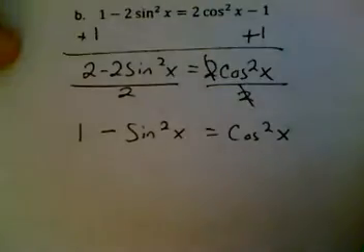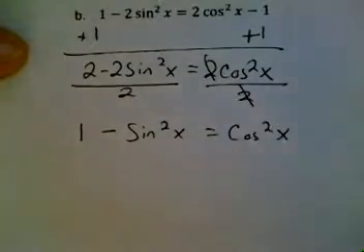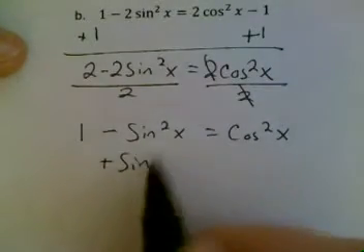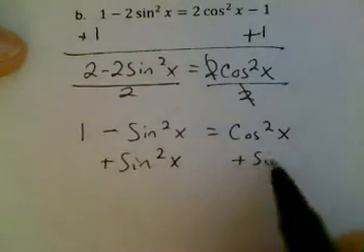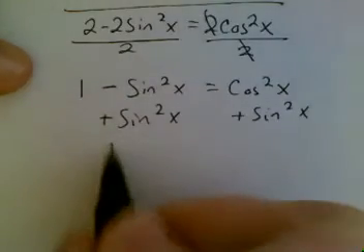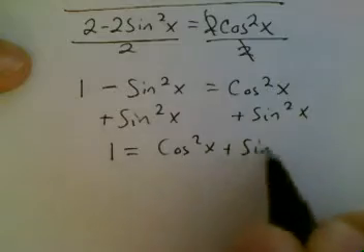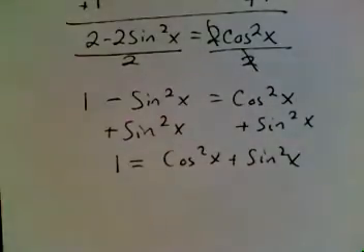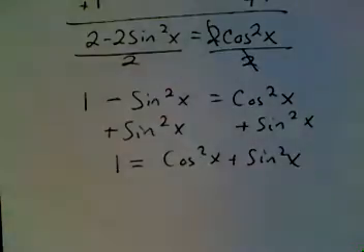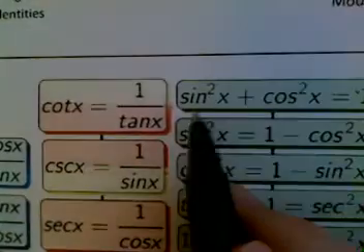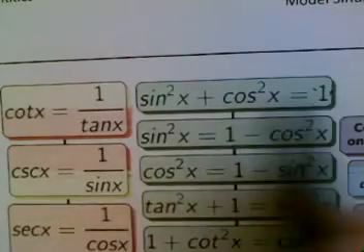Now, some of you might be able to say, hey, we're done. If you can't see it, maybe by adding sine squared x to both sides, you'll notice that I have 1 is equal to cosine squared x plus sine squared x, and I am completing the fact that that thing is this identity right here. Okay?